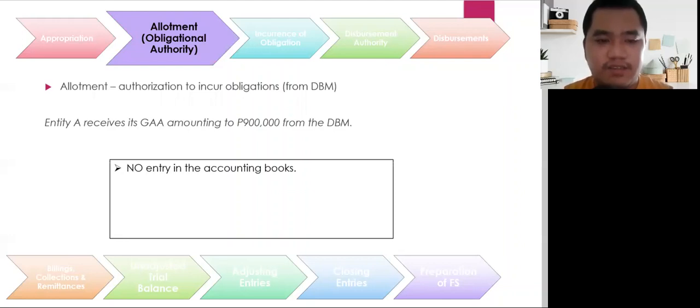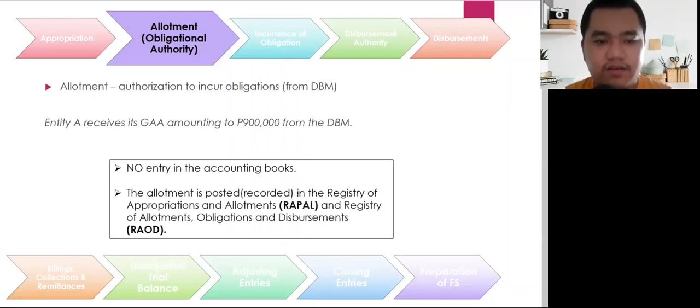The relevant budget registries are the RAPAL, or the Registry of Appropriations and Allotments, and the Registry of Allotments, Obligations, and Disbursements. Now, since the government agency received its allotment, it is now authorized to incur obligations up to a maximum amount of 900,000 for a given period.